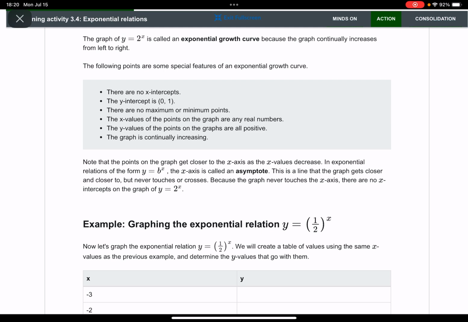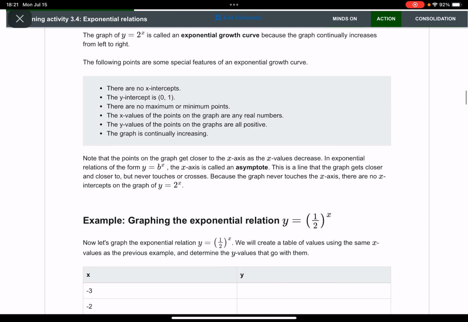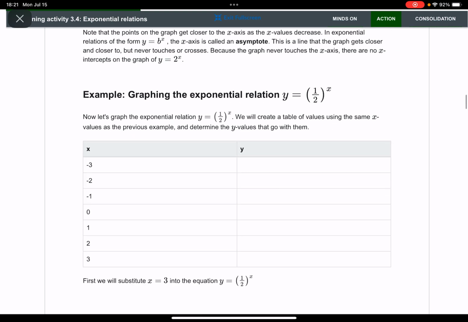So another key to this, there's no x-intercepts. It's never going to cross the x-axis or the horizontal axis. There's no max or minimum points because it continues forever. So realistically, the only actual property that we can bank on is that the y-intercept is (0, 1).